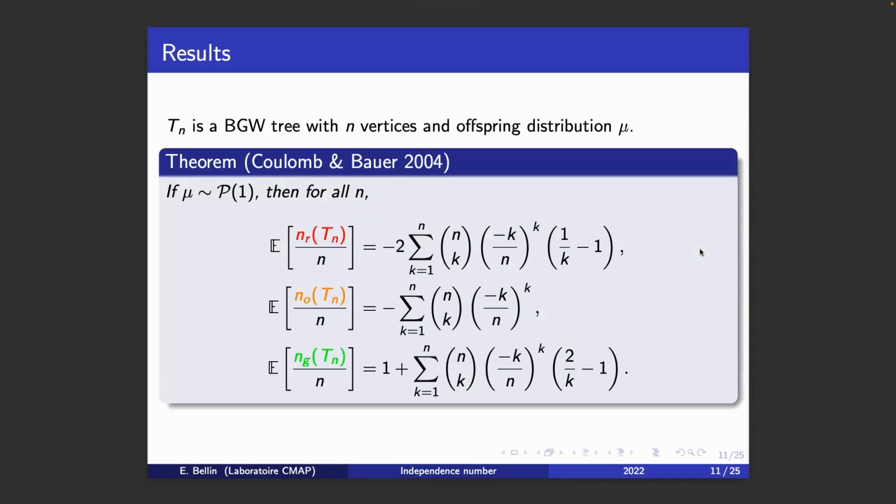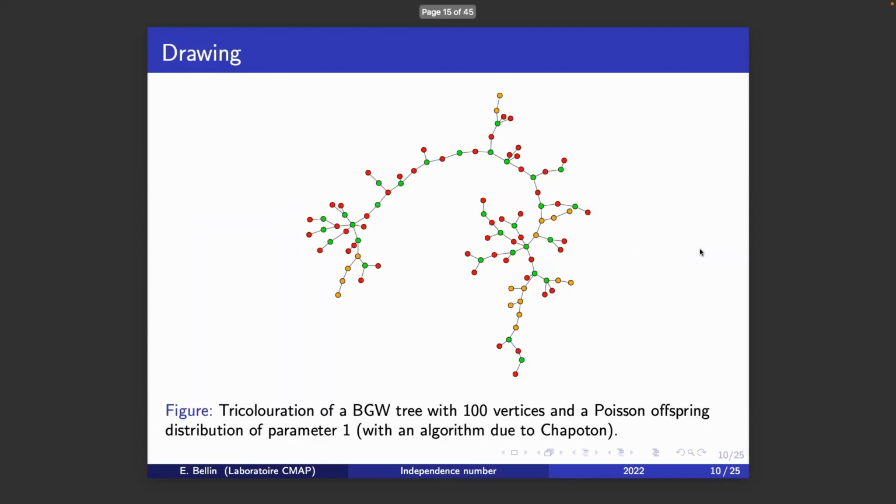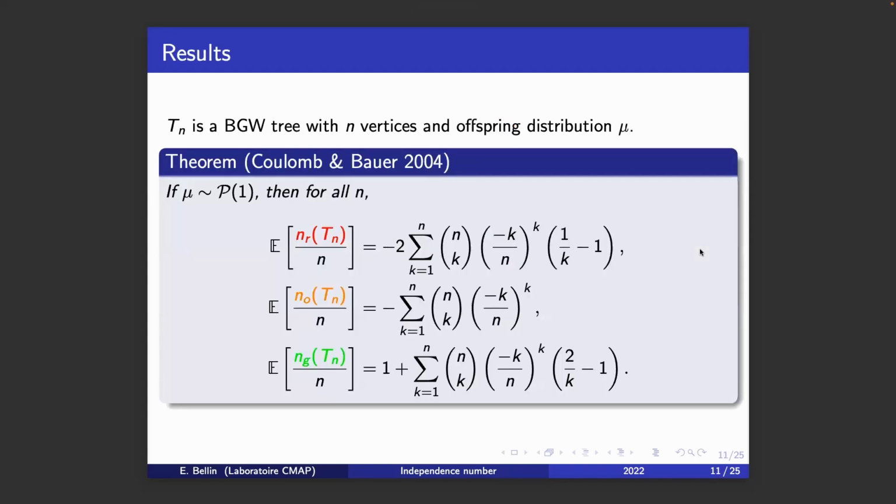So let me give you some known results. The first one is in the case of an offspring distribution following a Poisson distribution of parameter 1. This is what the P of 1 means. It means Poisson distribution of parameter 1. So this is exactly the same setup as the drawing here. And in this case, we have some rather explicit formulas for the expectation of red, orange, and green vertices.